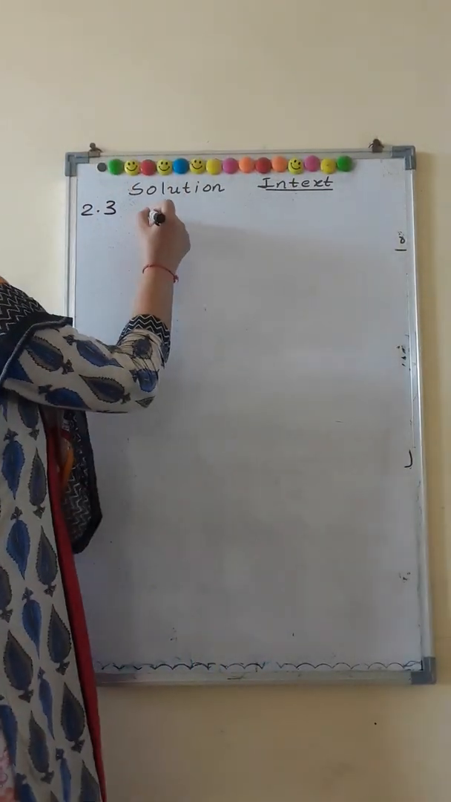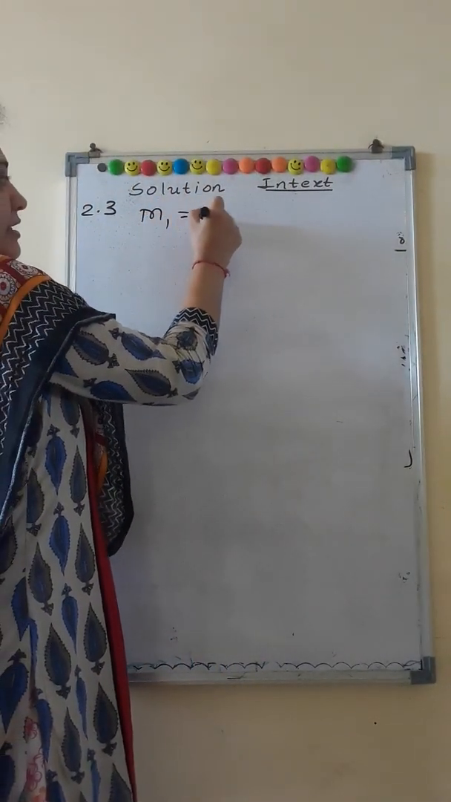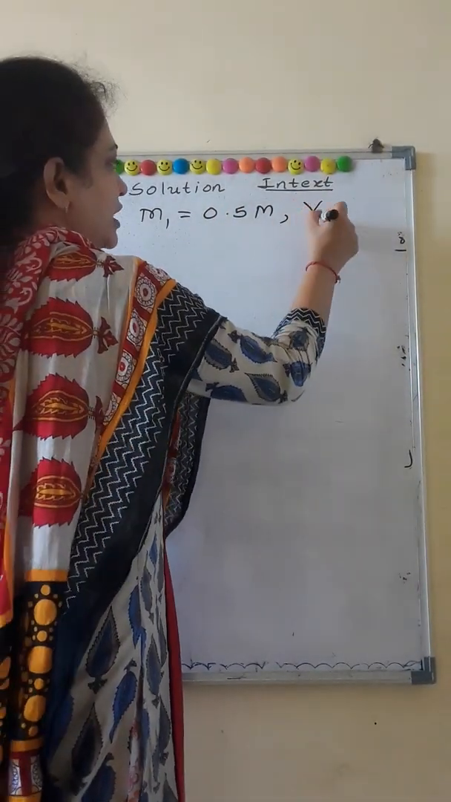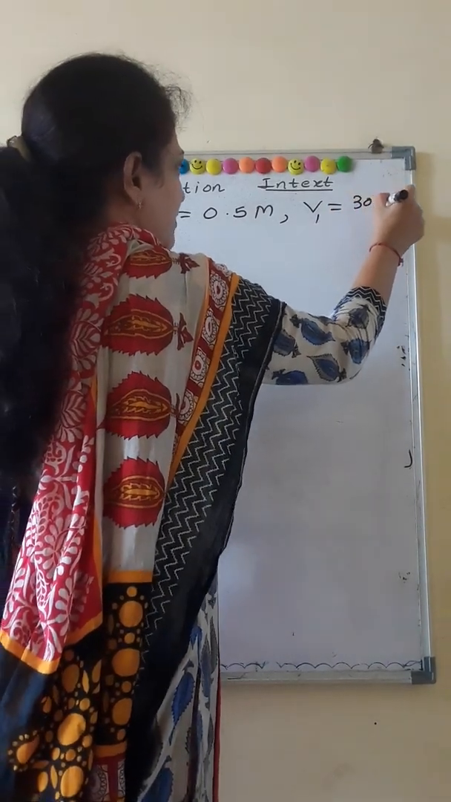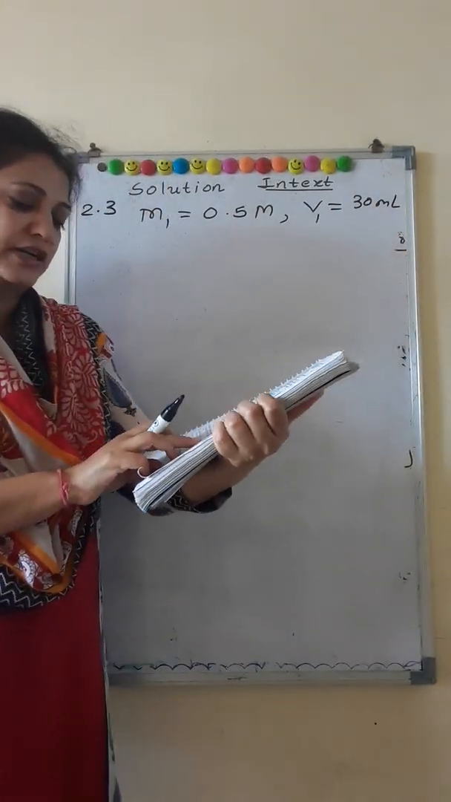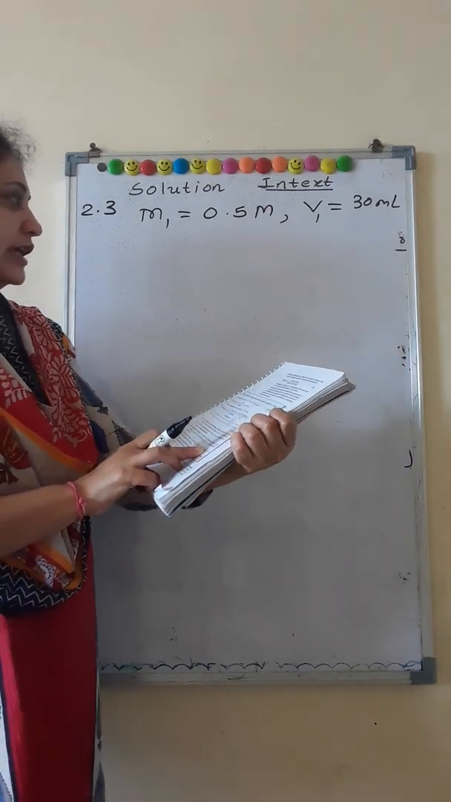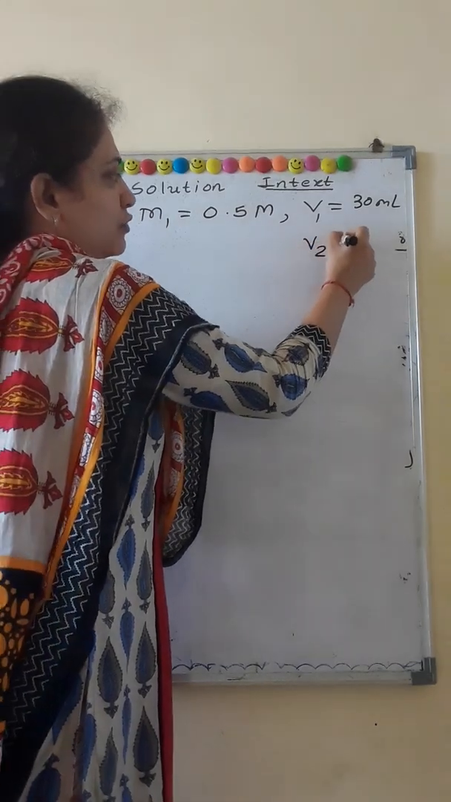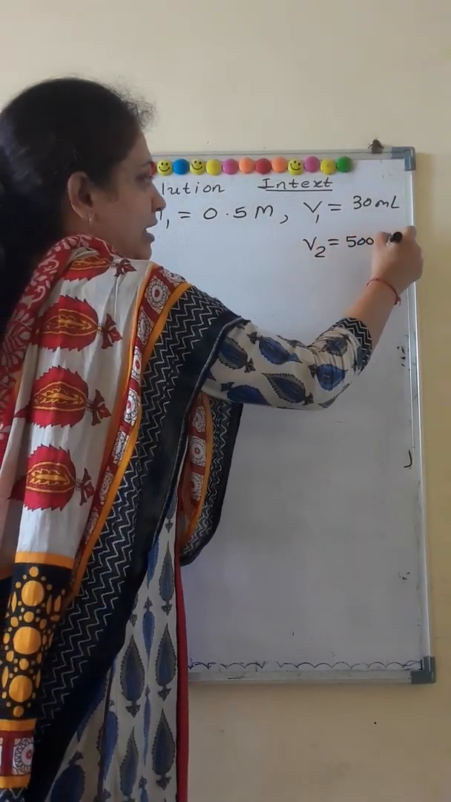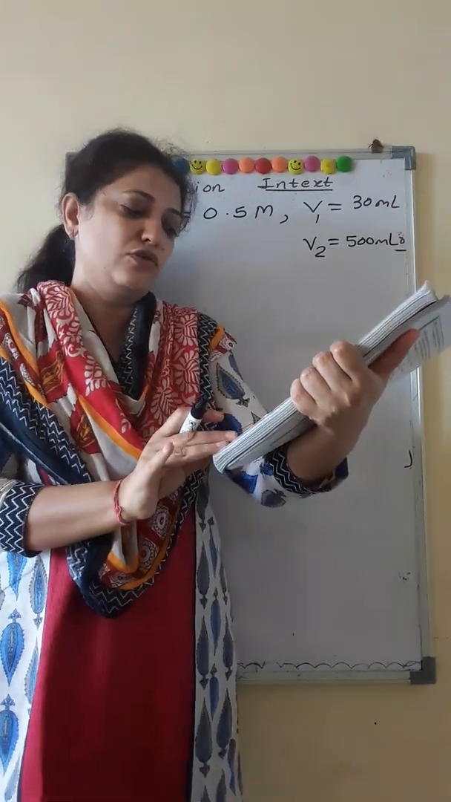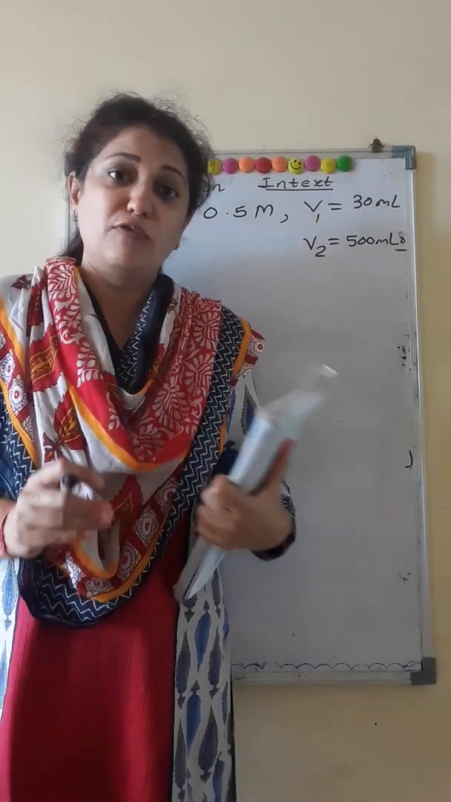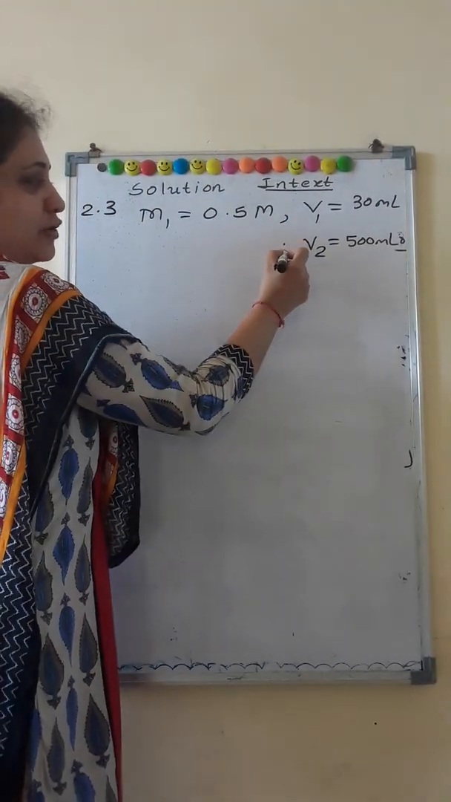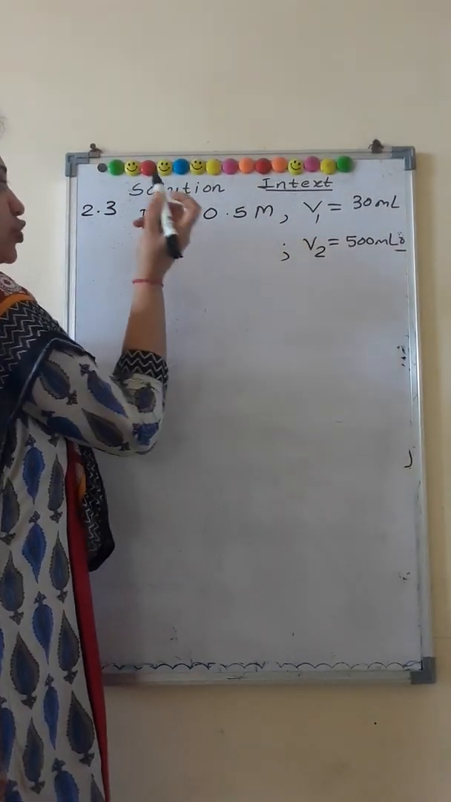So here M1 is given as 0.5 molar, V1 is given as 30 milliliter. Now this 30 milliliter of 0.5 molar sulfuric acid is diluted to 500 ml. So V2 is equal to 500 ml. When we dilute, we have to add water. So now what is the molarity of the final solution that we have to calculate? So molarity of final solution will be written as M2.